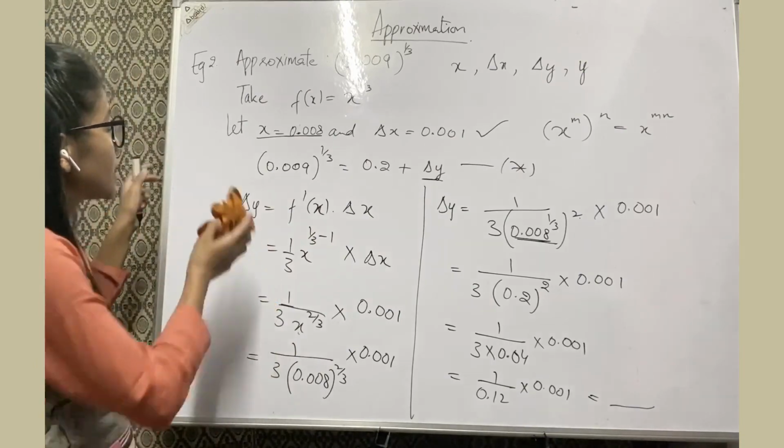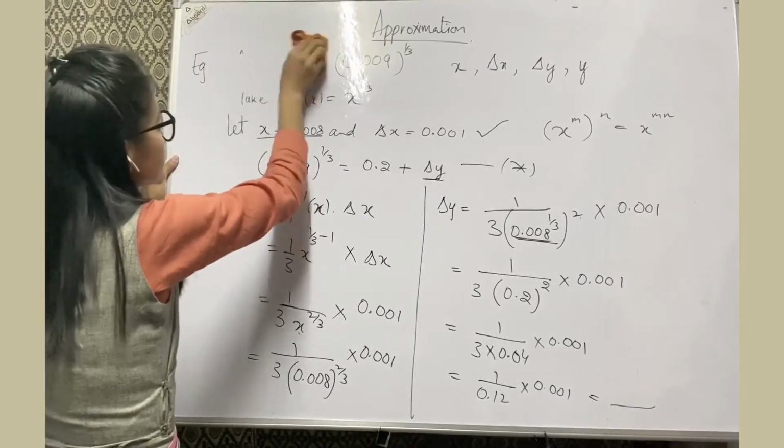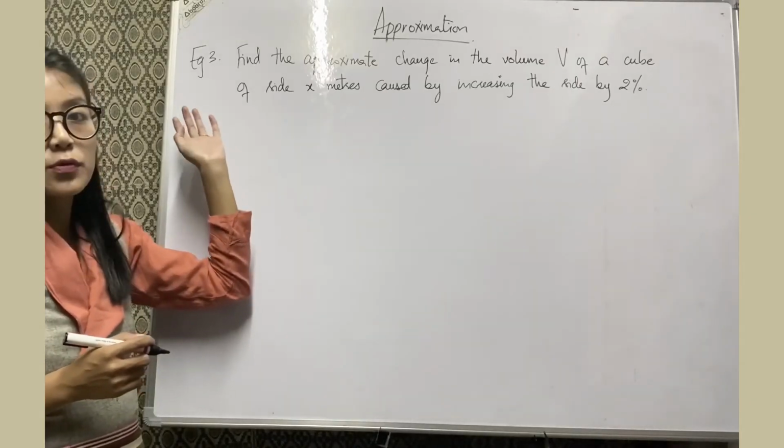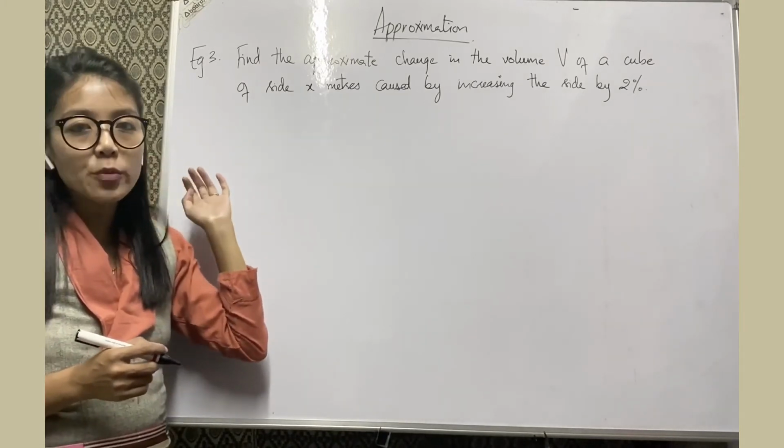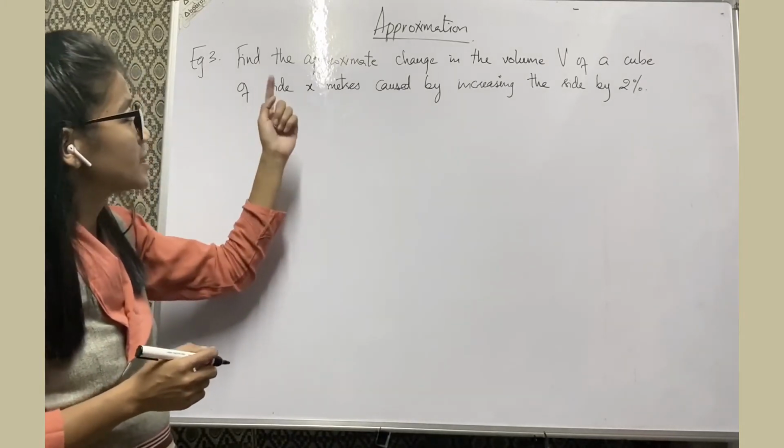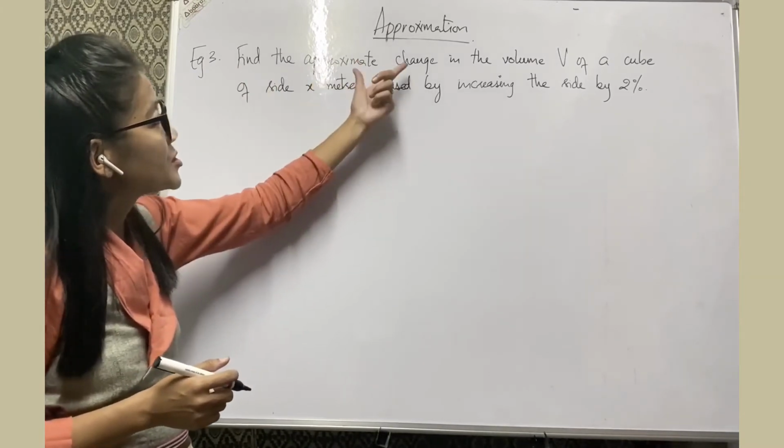Okay, now we will see one more type of example. This is the second type of question. It may be asked from the topic approximation. Okay, so it's quite simple. Find the approximate change.